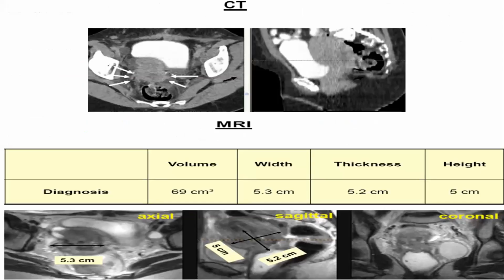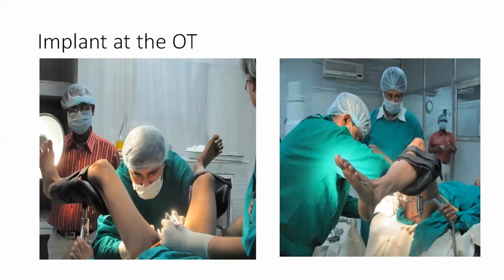Then you do whatever is available to you, a CT scan or an MRI. MRI is always better for localizing your tumor, but if you do not have that, there are recommendations about CT-guided brachytherapy. So now you implant in the OT: you place the uterine tandem first within the uterine cavity and place the ovoids in the lateral fornices. Then you properly pack, so that you move the rectum away from the posterior fornices and the bladder away from the anterior vaginal wall.